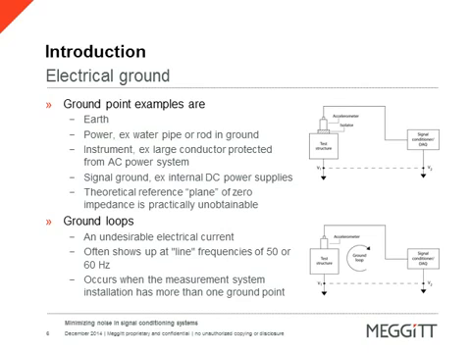Ground loops. Ground loops are undesired currents. They often show up in line frequencies of 50 Hertz or 60 Hertz and their harmonics. It typically occurs when the measurement system installation has more than one ground point.